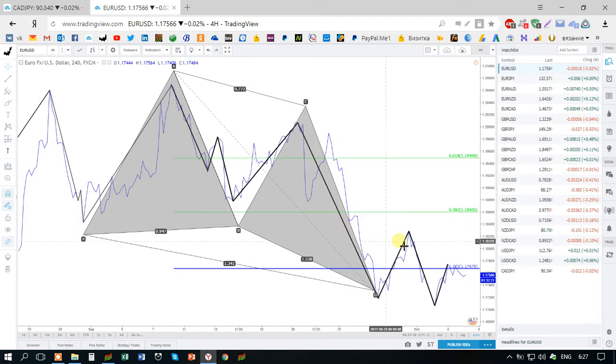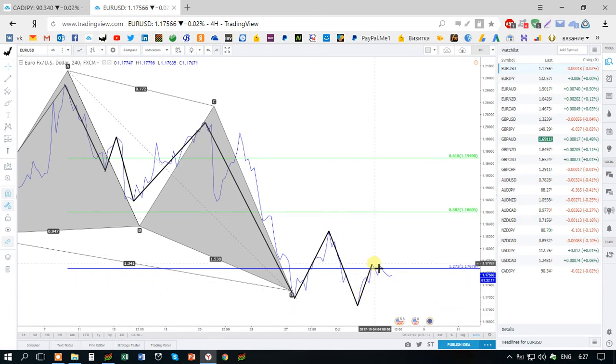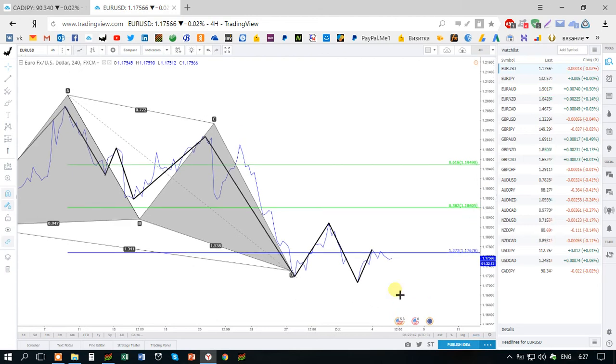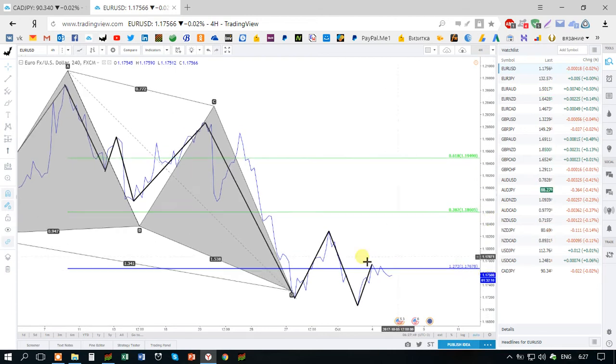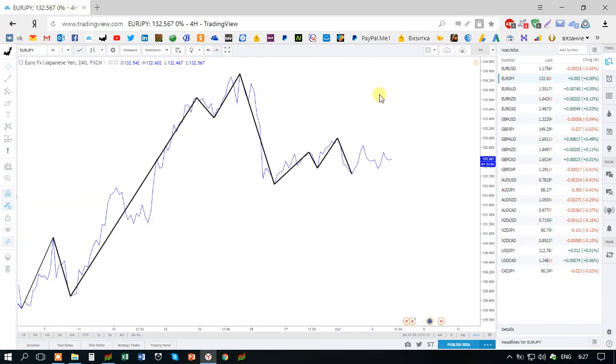Euro dollar, we have a running butterfly formation. It should hit the targets, target 2 or stop loss. Until then, nothing. Okay, it was saved. Euro yen, nothing here.